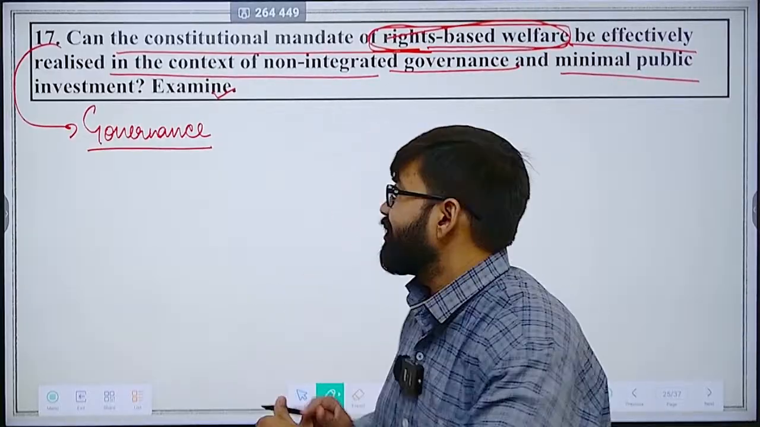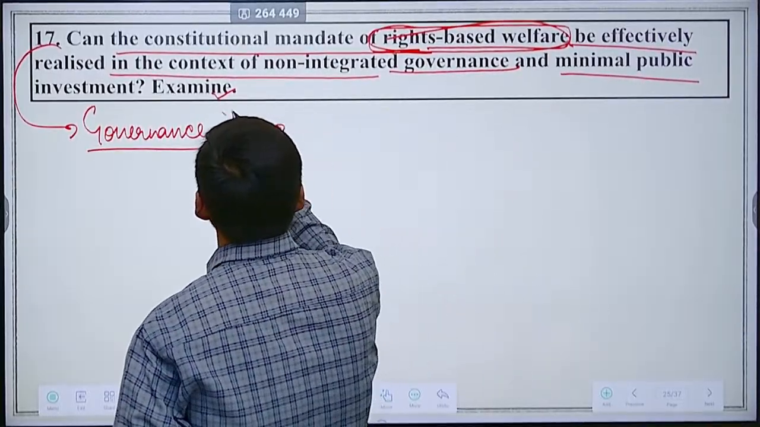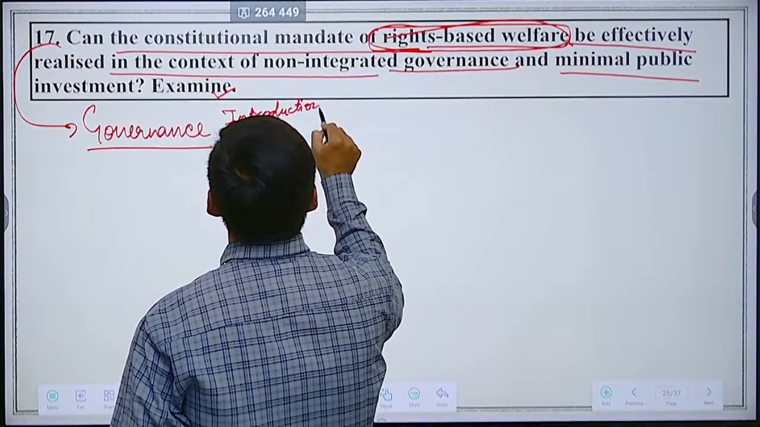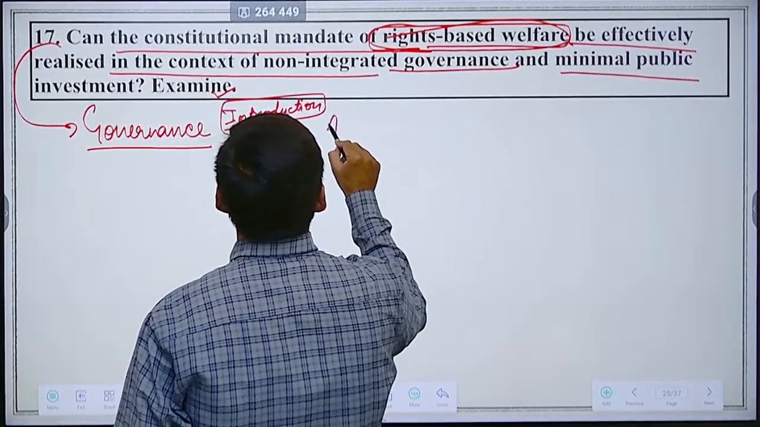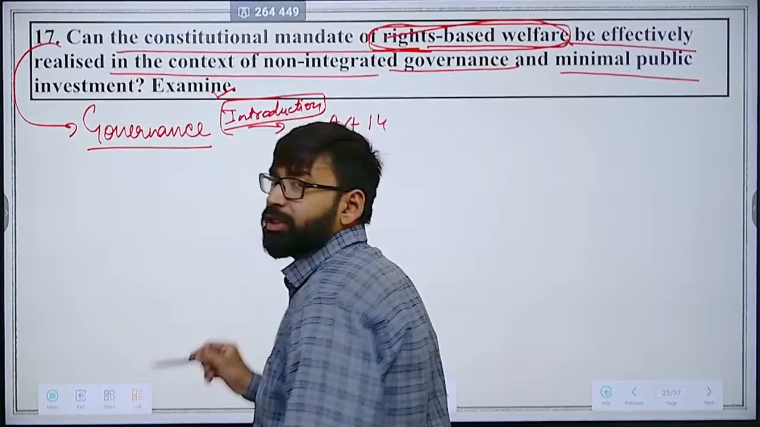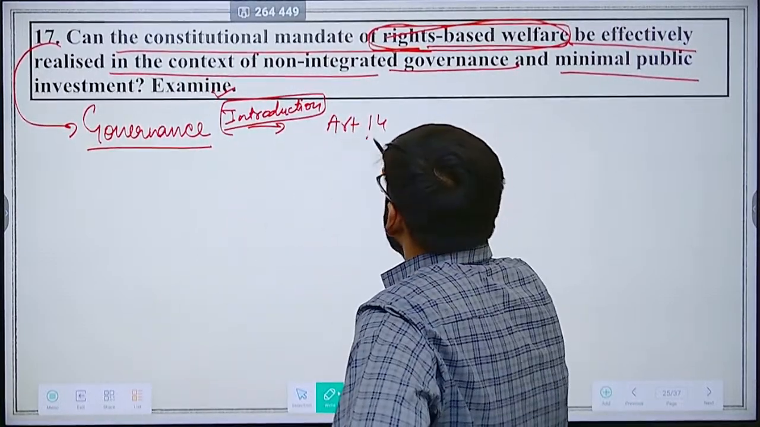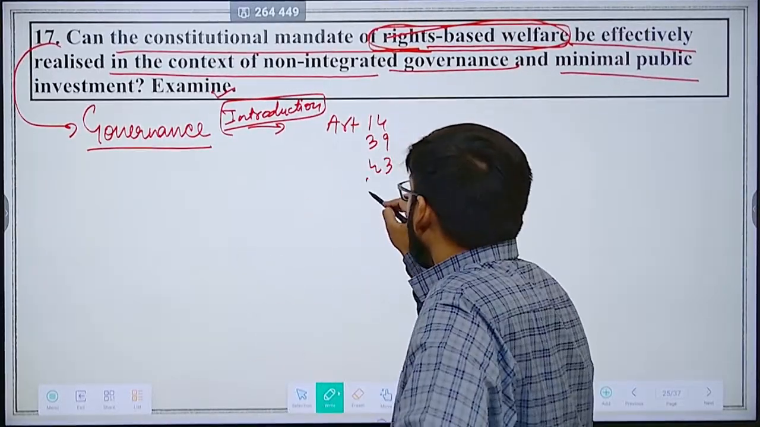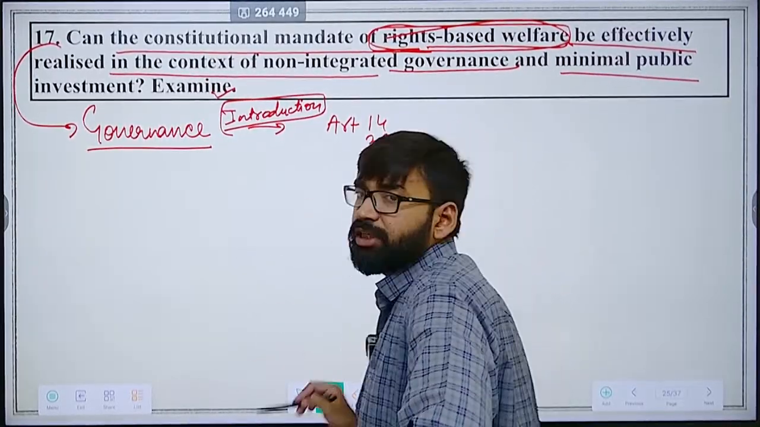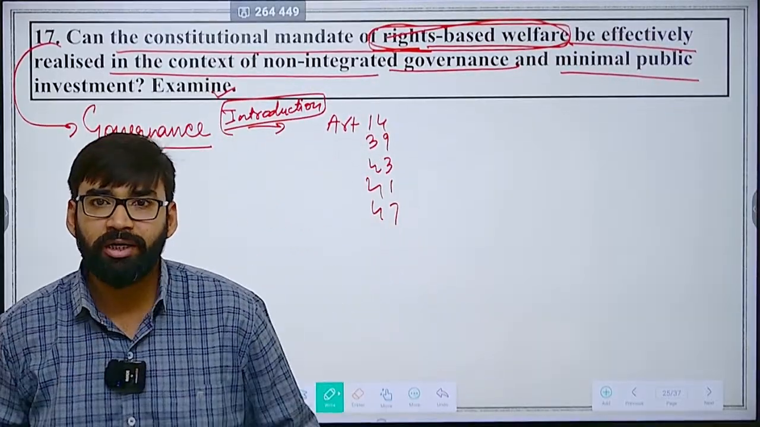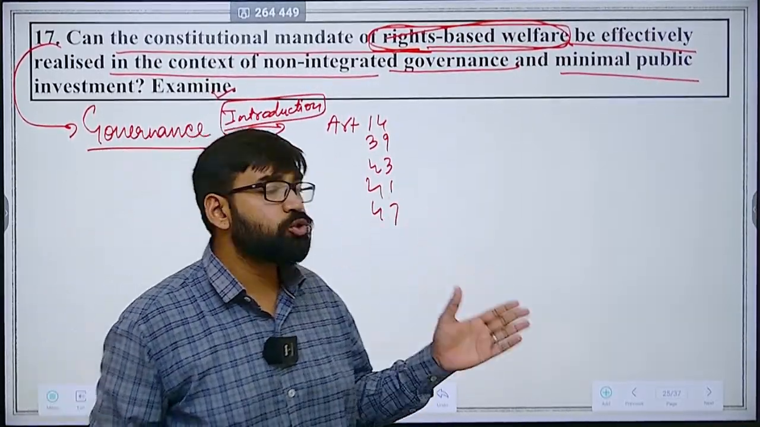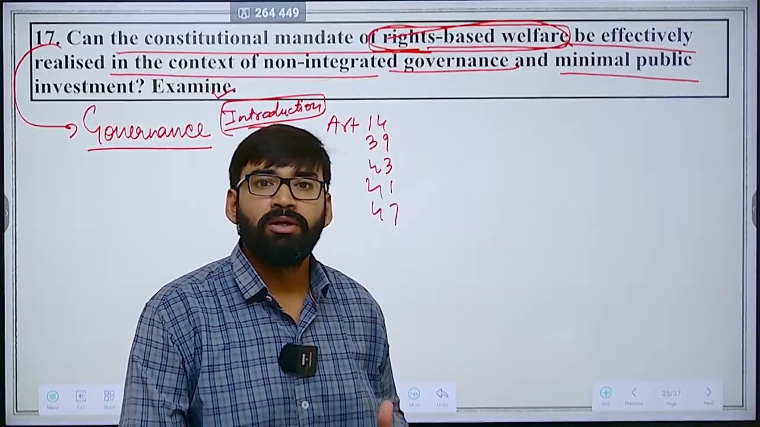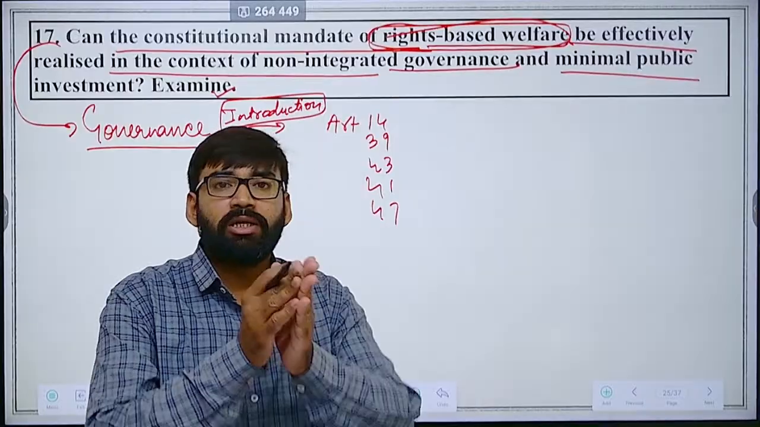You can mention the articles in your introduction of the answer. Like article 14 you can mention, article 39, article 43, article 41, then article 47. These are some important articles, and these articles are also reinforced by the judicial expansion of the right to life. Clear? Then you can mention in the body of the answer.